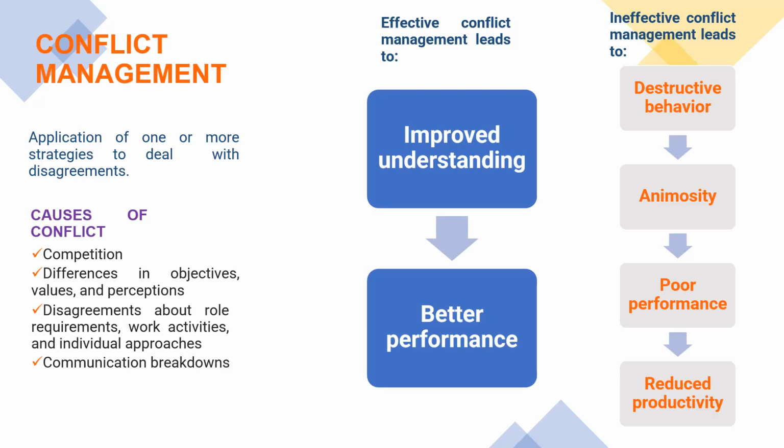They also allow for better performance. Now, on the contrary, if they are not managed properly, they allow for what? Destructive behaviors. They brood what? Animosity. And when there is animosity, poor performance is also at the corner, and then productivity goes to an all-time low.